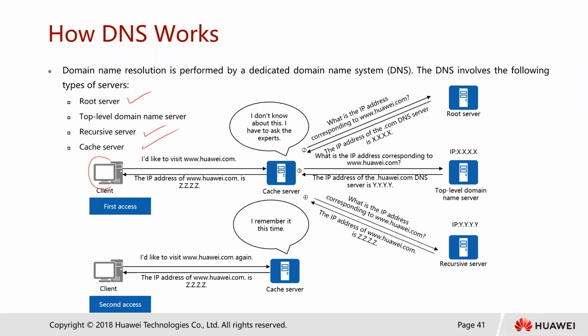If a client sends a request, I would like to visit www.huawei.com, then this guy will be like, you know what? I don't know about this. I need to first consult the experts. This guy will go ahead and consult with the expert and ask the top level domain name server what is the IP address of the corresponding www.huawei.com, because computers don't understand the words.